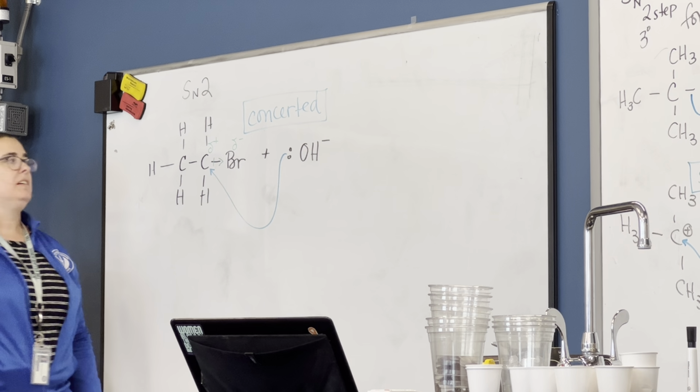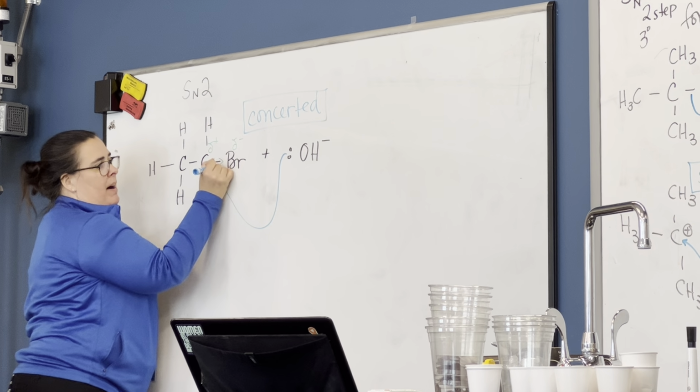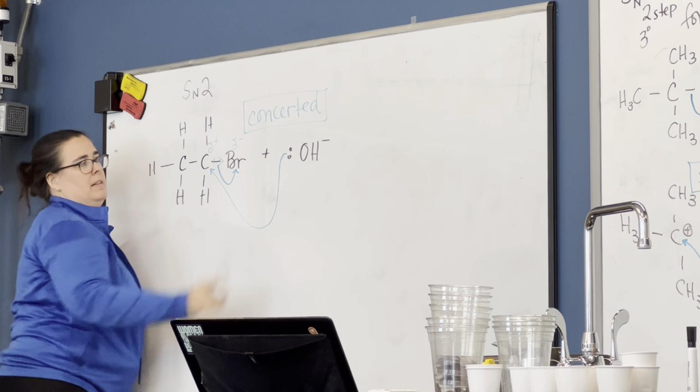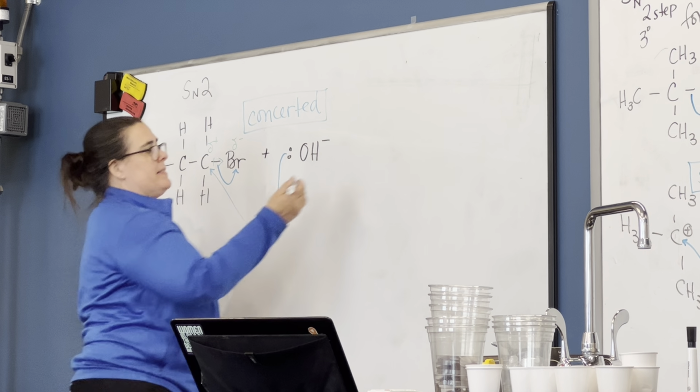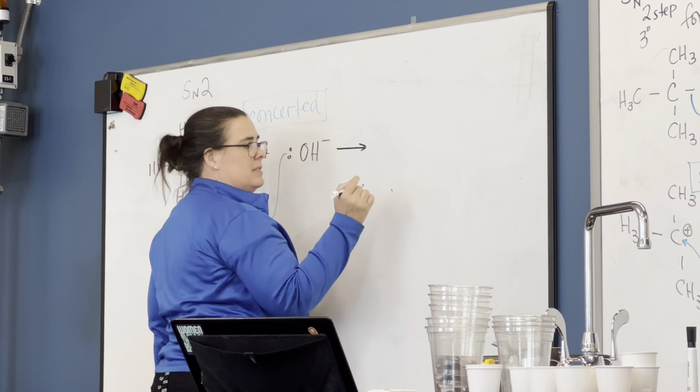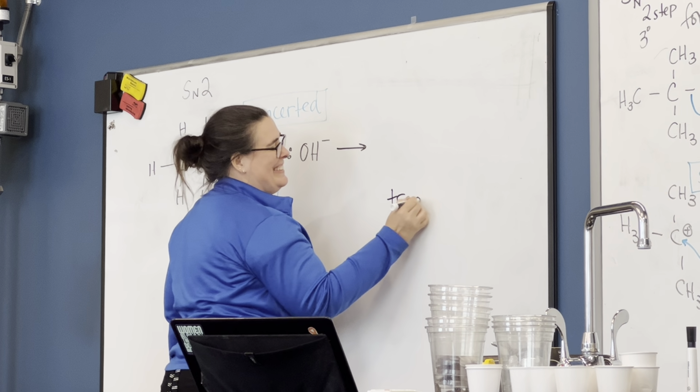This is concerted, so what's going to happen is the bond between carbon and bromine is going to break. We're doing two steps at once. Instead of first the C-Br bond breaking and then the hydroxide coming in, as the hydroxide comes in, the C-Br bond breaks, concerted, at the same time. And so here, what we do is we draw the intermediate. Oh, we draw the transition state.